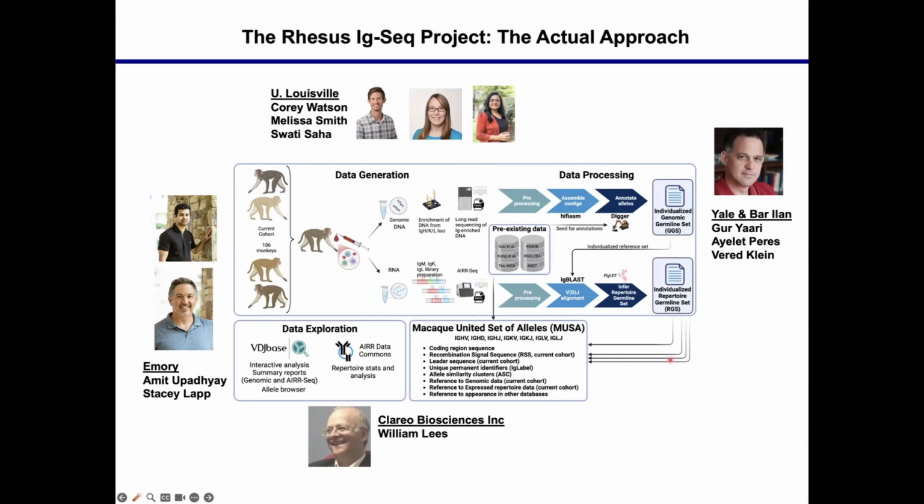So this was essentially what went into this, and I'll go into more details. At the end of all this work, we have generated what we call the Macaque United Set of Alleles, or the NUSA, where we have not just the sequences of the allele itself, but also surrounding recombination signal sequences and leader sequences. We are working to make unique permanent identifiers and then maintaining identifiers across the various databases that I've shown. And then we also have references back to the individual animal and the data sets that each sequence comes from.